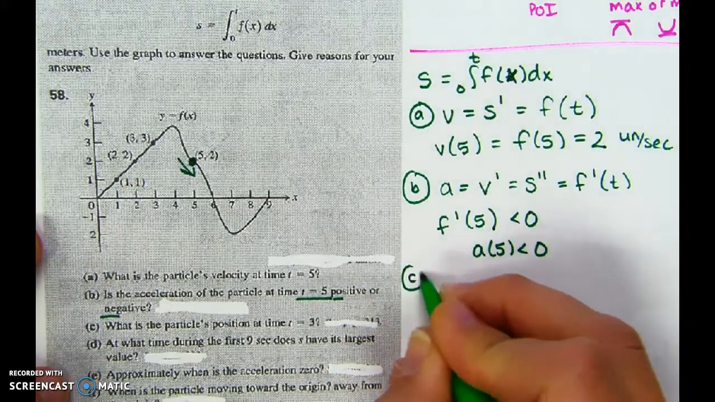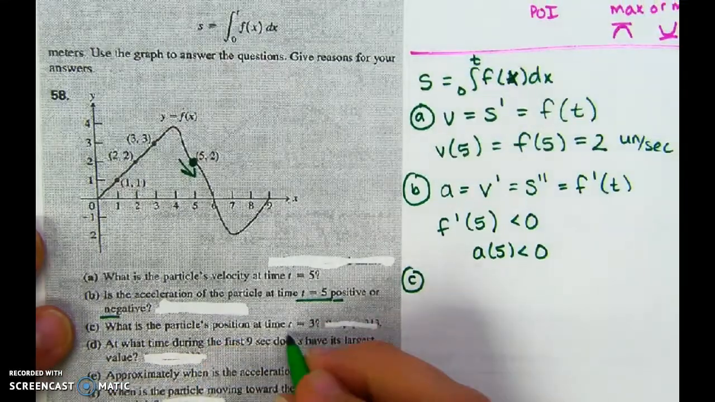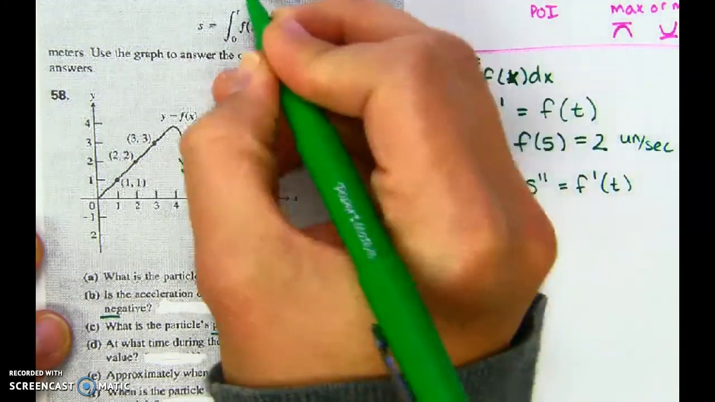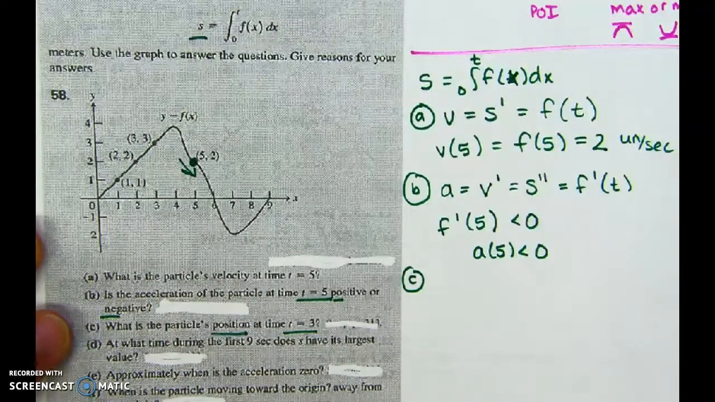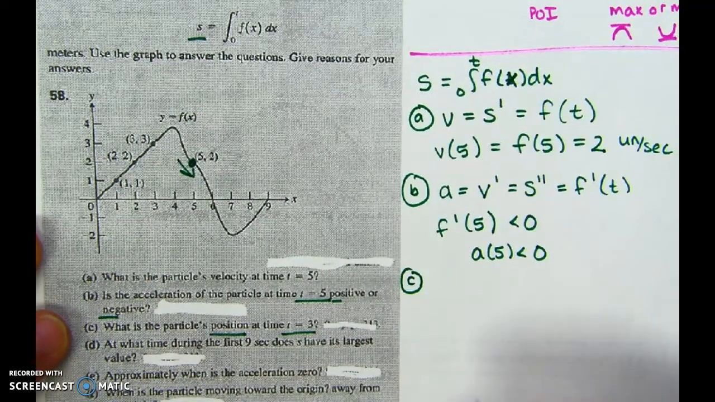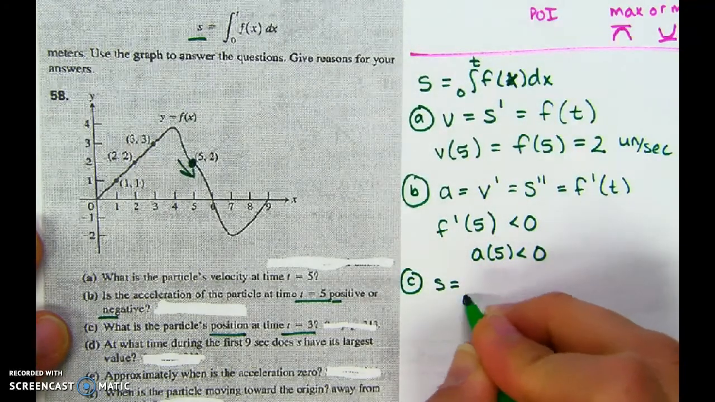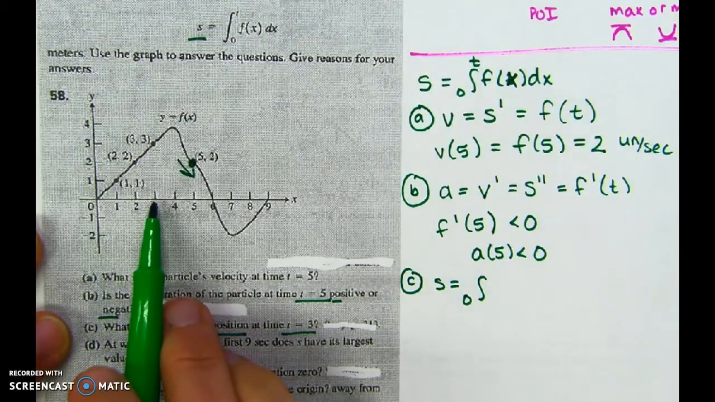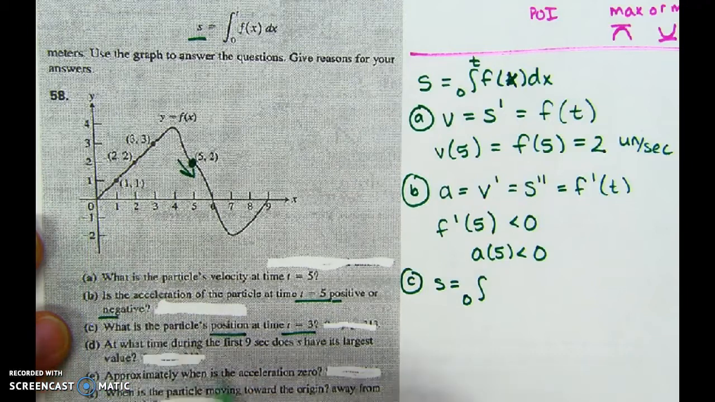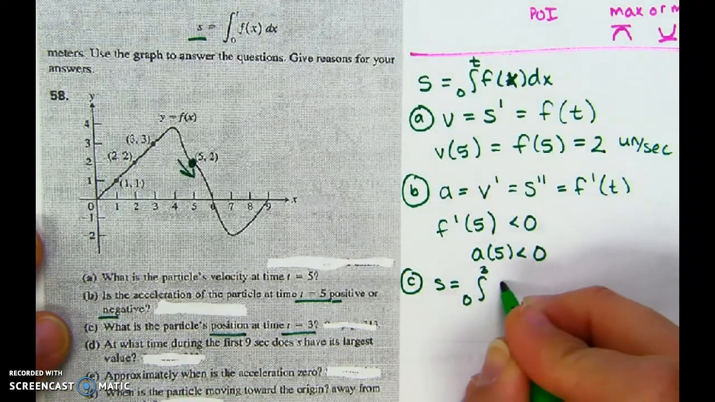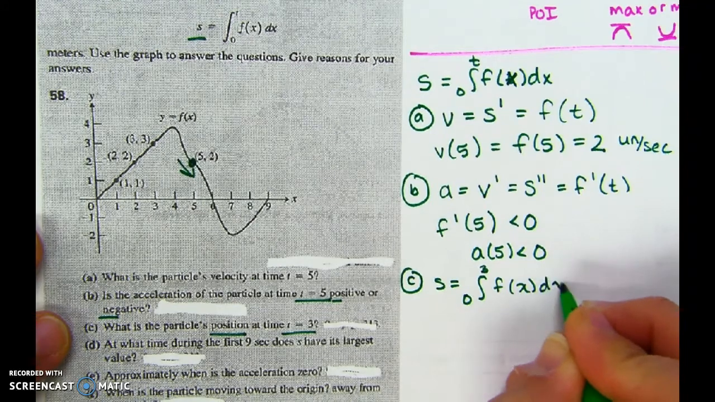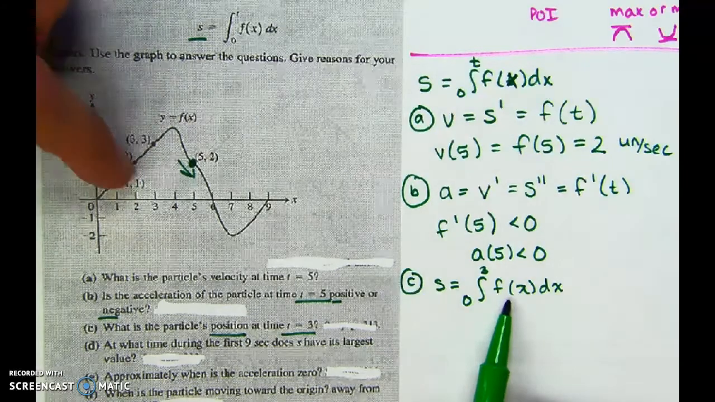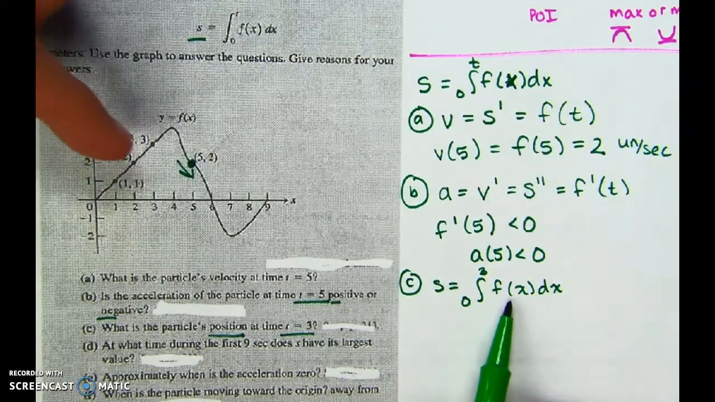C, what is the particle's position at time equals 3? Now go back, position is this formula to start with. S is position. So we're going to say S equals the integral from 0, and be careful there. Sometimes it doesn't start at 0, and that gets real tricky. Like it'll start at 3, and you'll go forward and backward. But this does start at 0, and we're going to 3. Now, you, wonderful student, need to analyze this. What does this mean? Did they give you a function, or did they give you a graph? Since they gave you a graph, we're going to find area.